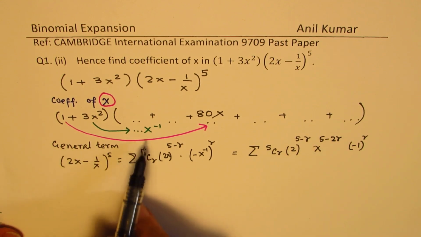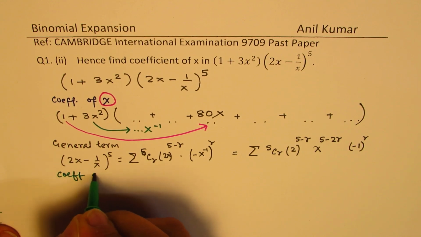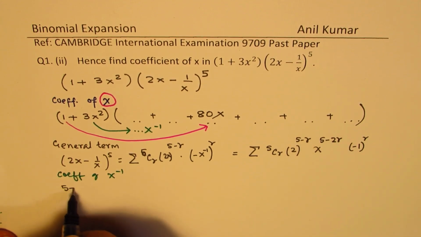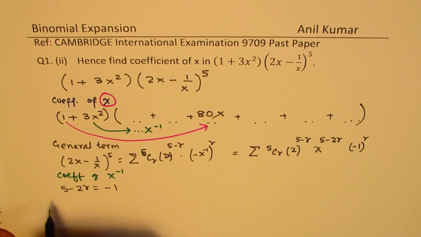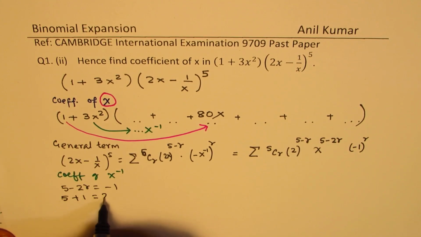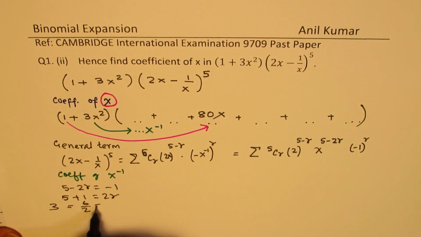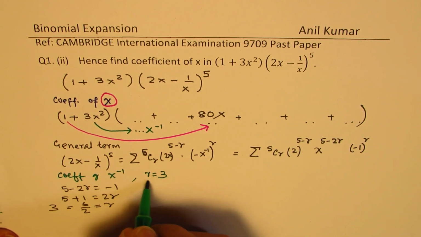Now we are looking for the coefficient of x to the power of minus 1, right? That basically means that 5 minus 2r should be minus 1. Is that concept clear? So bringing it together, we get 5 plus 1 equals 2r, and that gives you 6 divided by 2, which is 3, the value of r. So the coefficient of x to the power of minus 1 is when r is equal to 3. Is that clear to you?